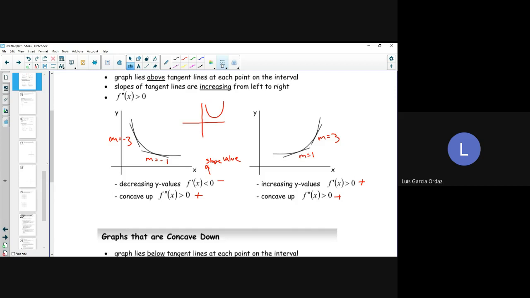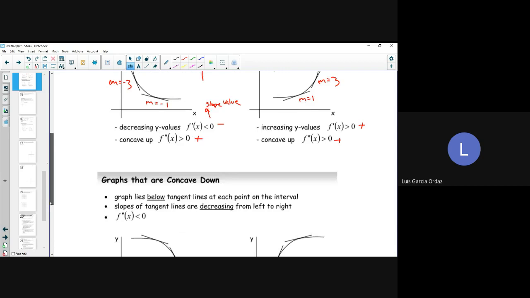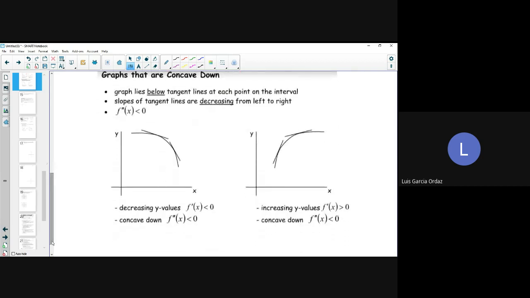Concave down means it just goes the other way. There's a downward motion with concavity, which means that it's bending downwards. So for graphs that are concave down, the graph lies below tangent lines at each point on the interval. That means my second derivative of f of x is less than 0. So I get m is equal to -1, m is equal to -3. Like I said, guys, we'll do examples where this will make a whole lot of sense.